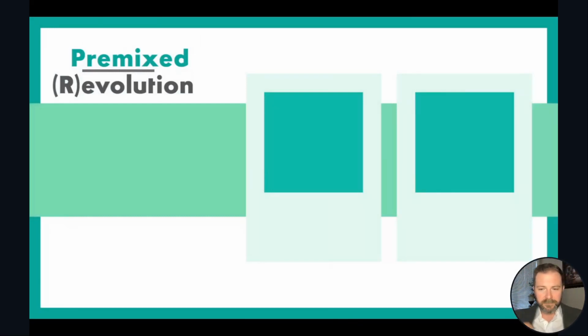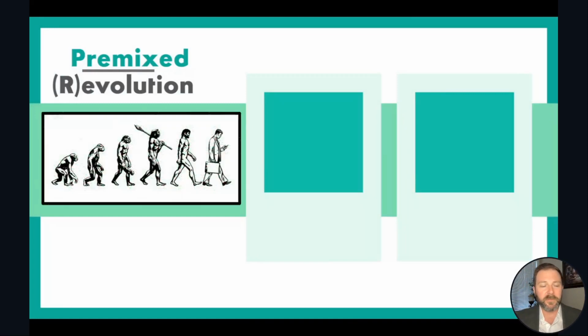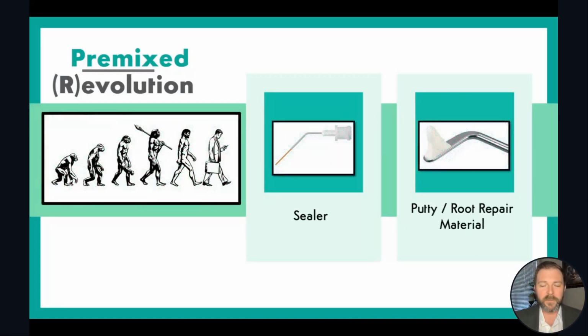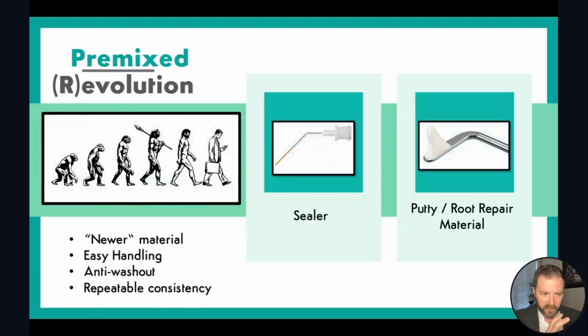So now most of us are using pre-mixed materials, and I call it the pre-mixed revolution because it's really been a slow, steady transition from the pre-mixed materials, early ProRoot MTA, and credit Brasseler with their BC Sealer and BC Putty for coming out with the pre-mixed materials that we all have grown to love. So not only are they newer materials, but they have some superior handling properties. Innately, most of them are anti-washout, but I think the big thing here, in my practice, is that it's repeatable. I get the sealer, I get the putty, and every time I know it's going to be a consistent consistency. And so I know exactly what I'm getting when I get into that case.